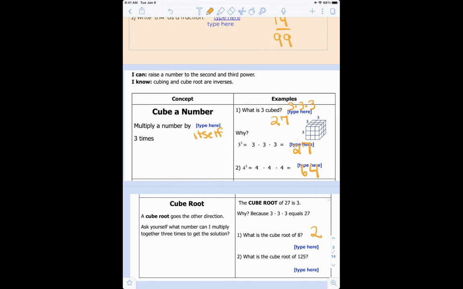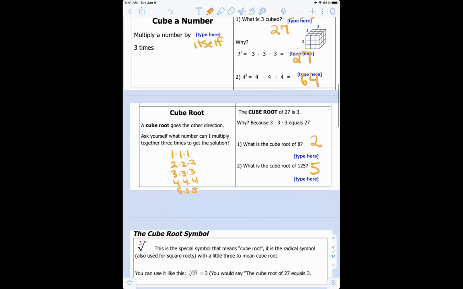So what is the cube root of 125? And again, I always suggest to students, make a little chart for yourself. 1 times 1 times 1, 2 times 2 times 2, 3 times 3 times 3, 4 times 4 times 4, 5 times 5 times 5, and so on. So 5 times 5 times 5 is 125. So we know the cube root of 125 is equal to 5.